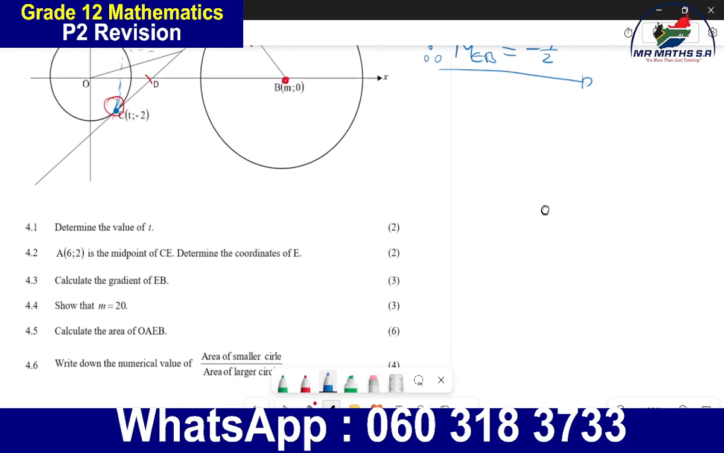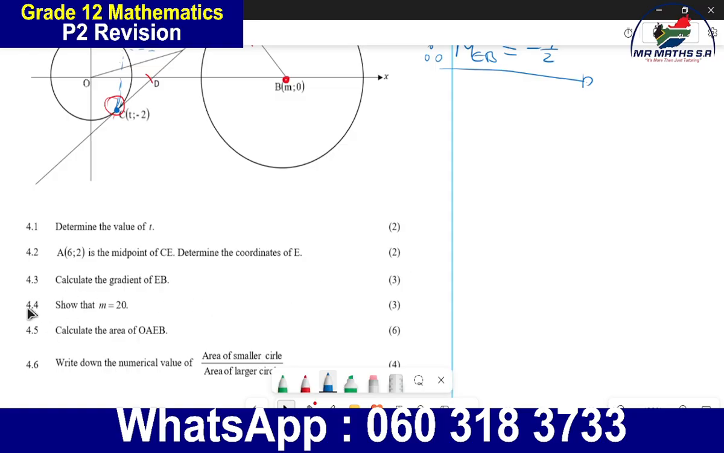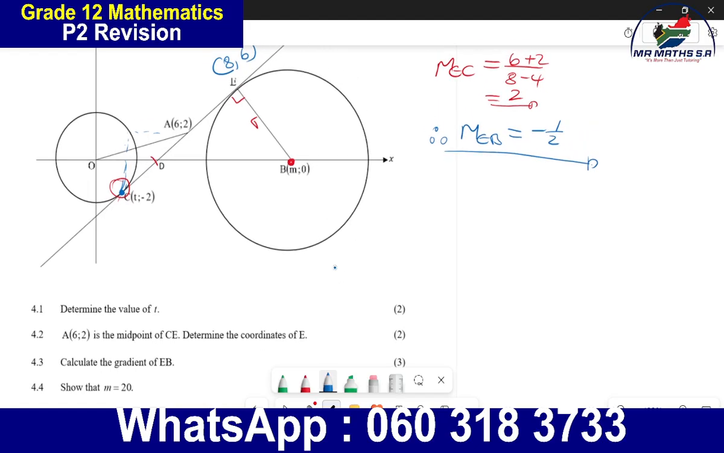Then 4.4, but show that m equals to 20. Show that m equals to 20. And you have the gradient of this line, of this radius, which is -1/2. So I think you can use what you have. You can use your gradient that you just have to make life easier for you. Ungabucanga ngezinye method ezizobande.